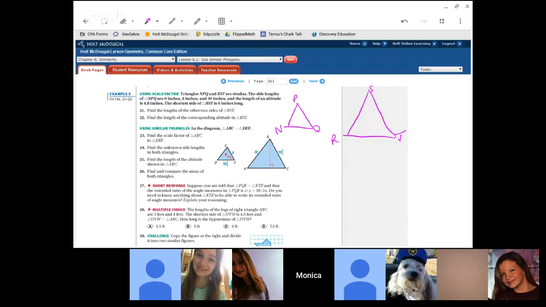Okay, Abby, so if we label our sides, then we have sides that are 6, 8, and 10. Now, the other triangle, it tells us that the smallest side is 8 inches long. So we want the smallest side of the other triangle to be the corresponding side with the smaller triangle. So this will be 8. We'll just make the triangles look the same, okay? Does that part make sense?